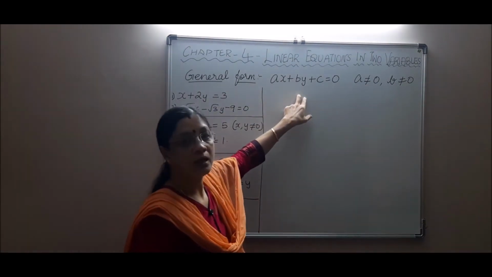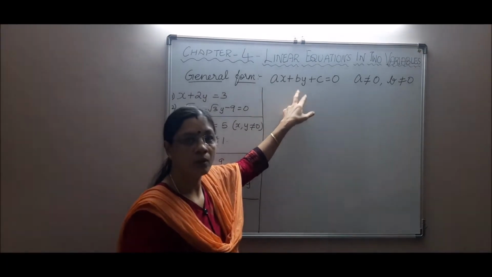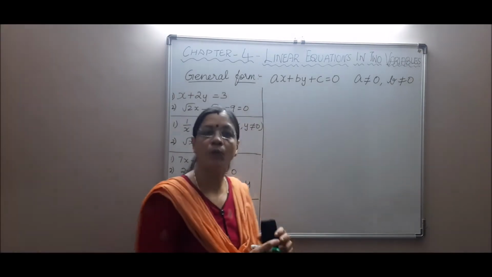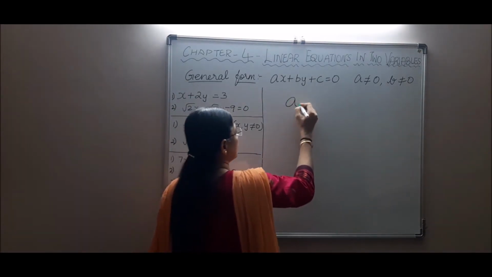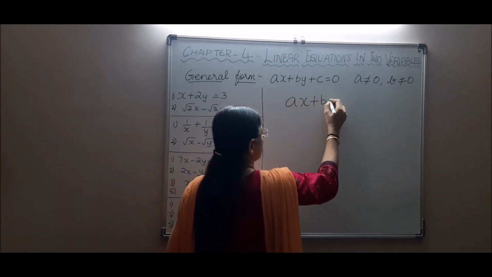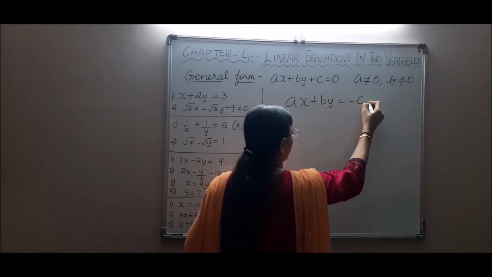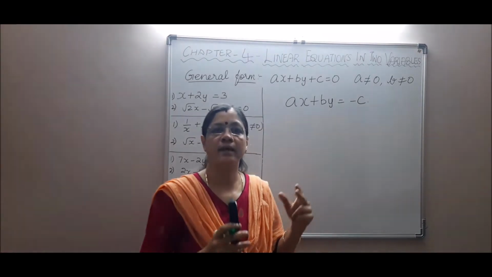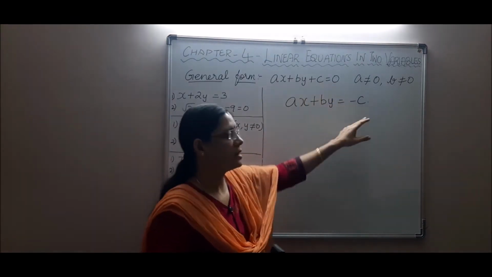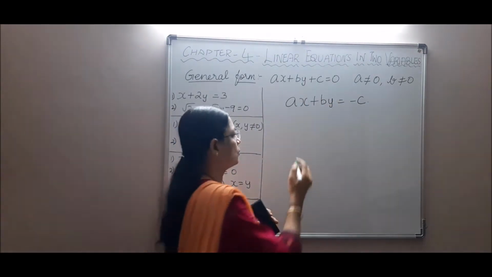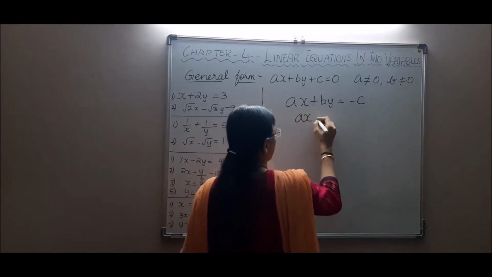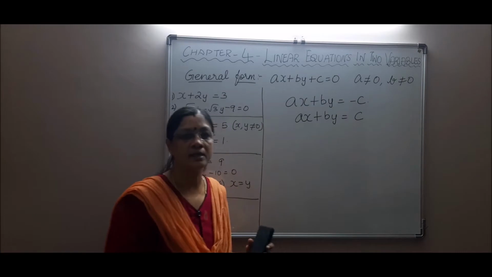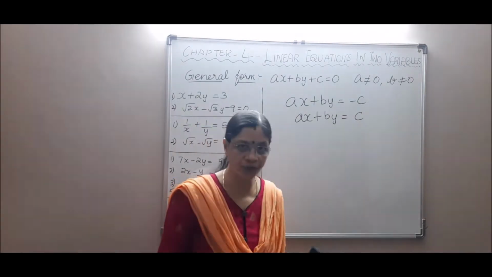So we retain the general form of the linear equation in two variables, ax plus by plus c is equal to 0. Now this can also be written as ax plus by is equal to minus c. Now minus c is also a constant. Just like plus c here, minus c is also a constant. So we can also write this equation as ax plus by is equal to c. So c is a general notation of a constant.